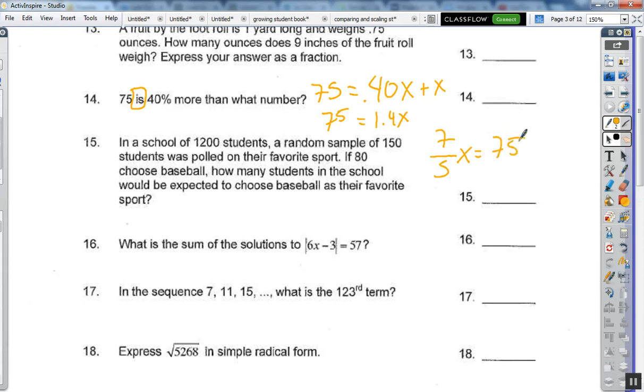What's the opposite of multiplying by? Oh, this is getting to be ugly. And the answer is ugly. Oh well. So we're going to multiply both sides by 5 over 7. And unfortunately, this doesn't go into anything. So now we are simply stuck with a multiplication and division problem.